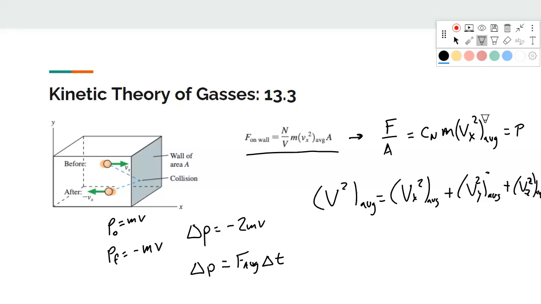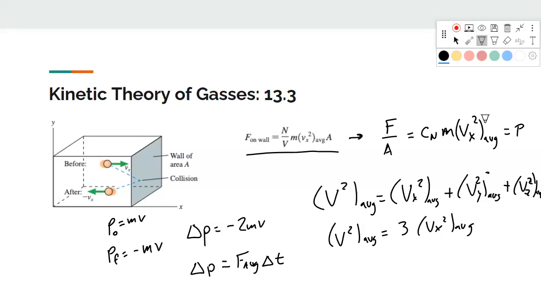But since all of the directions are the same, they're all symmetrical, we could just say that V squared average is 1/3 of Vx squared average. That's just, it's 3. You got to get this right. Basically what I'm saying here is Vx squared average is equal to Vy squared average, which is equal to Vz squared average. So we could just say that the total velocity squared average is just equal to 3 times the velocity squared average in some direction.